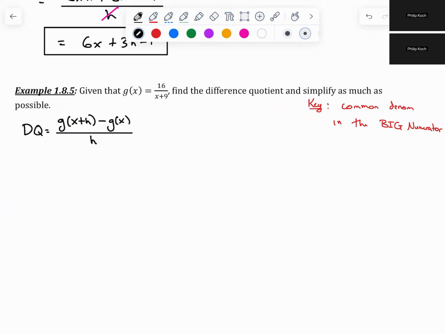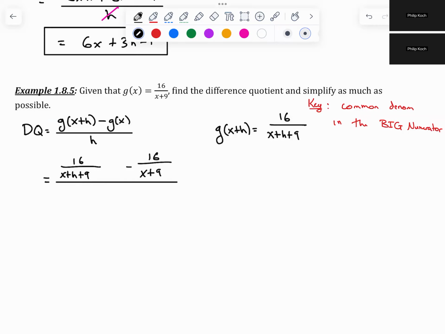However, I like to just do it off on the side anyways. So that's going to be 16 over x plus h plus 9, because the x is going to get replaced with an x plus h. So this is going to be equal to 16 over g of x plus h, which is 16 over x plus h plus 9, minus, and leave a little bit of space and write your minus sign, g of x, which is given, 16 over x plus 9, all divided by h.